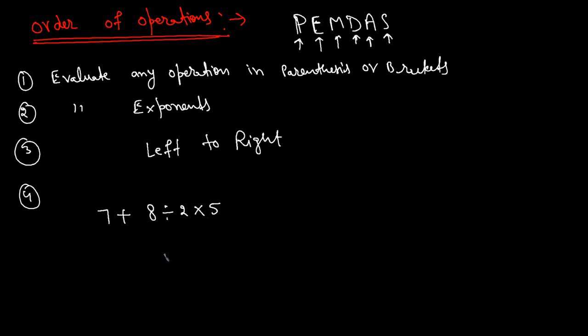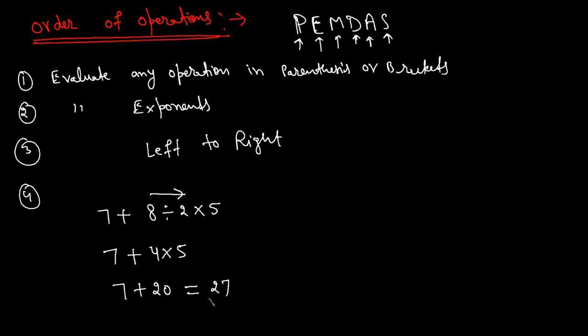One of the examples I'm going to use here is 7 plus 8 divided by 2 multiplied by 5. Do we see any parentheses? No. Any exponent? No. How about multiplication and division? Yes. Multiplication first or division? Even though PEMDAS lists M first, we go from left to right. Which one comes first? Division comes first. So we do the division first: 8 divided by 2 gives me 4, multiplied by 5. Now we do the multiplication, 20. And now we do the addition. So 27 is the answer.